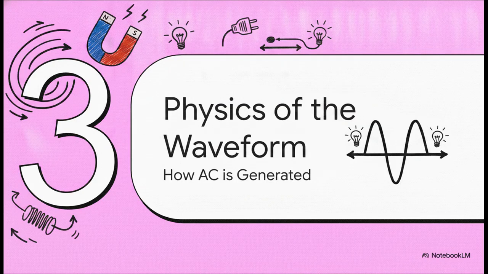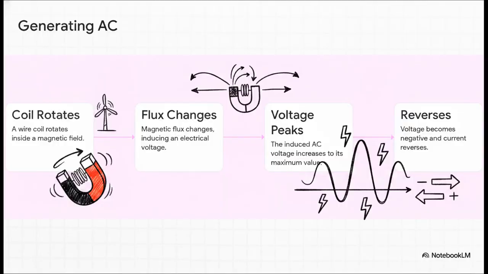Section 3, Physics of the Waveform. Let's look at how we actually make this stuff. Time to step into the laboratory. Imagine an AC generator, otherwise known as an alternator. You take a coil of wire and rotate it inside a magnetic field. Maybe you use a turbine powered by wind, steam, or water.